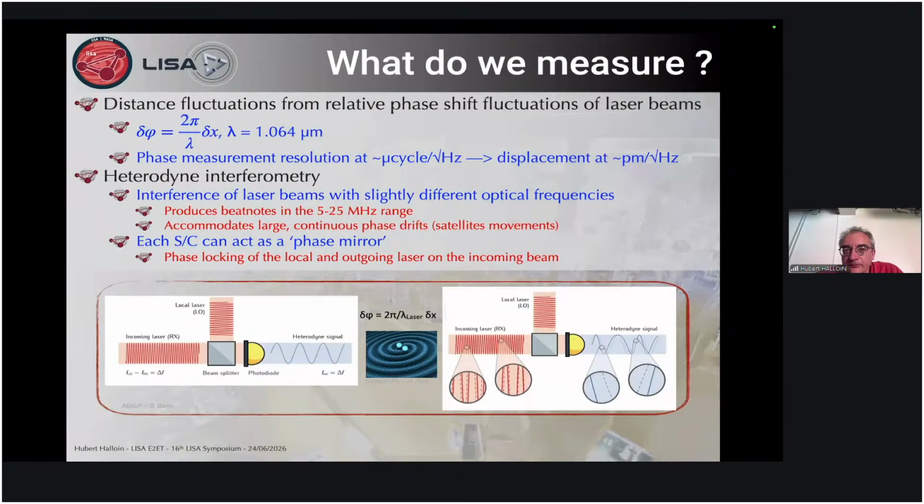Also, each spacecraft can act as a phase mirror, which means that we can phase lock the local and outgoing laser from a spacecraft to the incoming beam. So basically what we record and have to measure very precisely is the phase fluctuation of heterodyne signals, an electrical signal between 5 and 25 megahertz, and we need to measure the phase fluctuation of that signal at microcycle resolution noise.